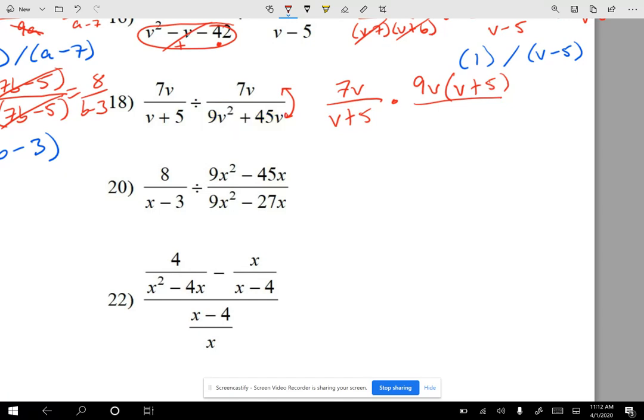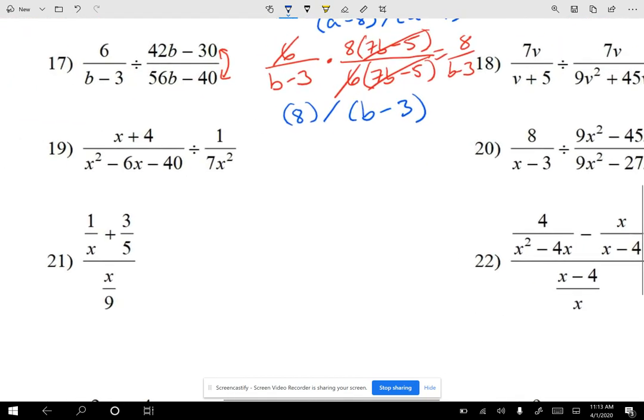Now for the bottom, I'm looking at 7v. I'm just going to write 7v. The 7v with the 7v cancel out. The v plus 5 with the v plus 5 cancel out. So I have 9v on the top. I have nothing at the bottom. I'm not going to write the bottom over 1 because the bottom can be ignored. So it's not a fraction anymore. So my answer is just 9v. The way I will type this, because it's not a fraction anymore, just 9v. Let's take a look at number 19.